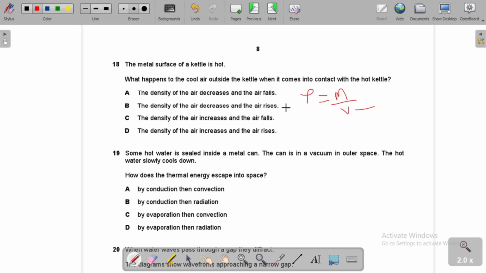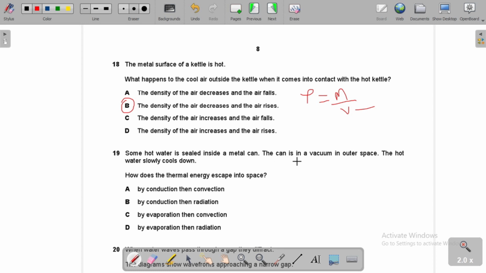Let's check whether we have our answer. The density of the air decreases. When the density decreases and the volume increases, the air expands. And when air expands, it does not fall, it rises. So the density decreases and the air rises. This is the answer.